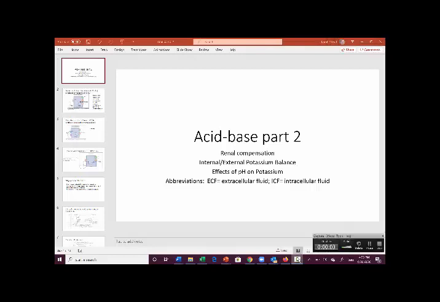Hello class, this is a continuation of our acid-base lecture. In this part, although a short PowerPoint, I really am going to try my best to connect acid-base balance along with internal and external potassium balance, as well as how shifts of potassium can cause shifting of hydrogen ions, and that means affecting a patient's pH.